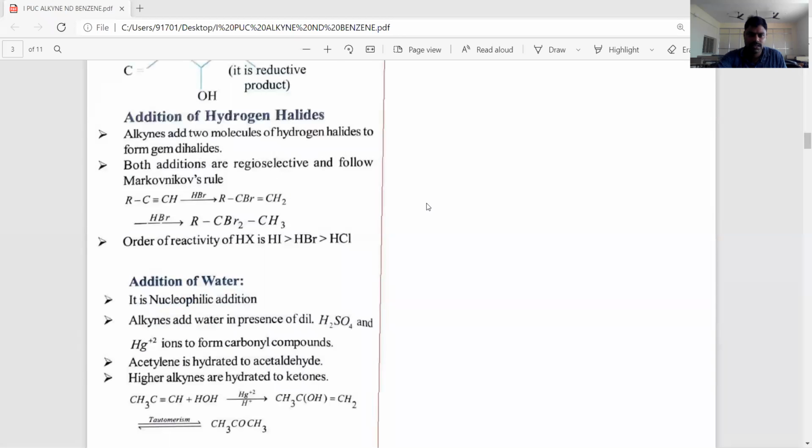Already in the last class we have discussed, dear students, addition of hydrogen halides. If alkynes react with 2 moles of hydrogen halides, then we get geminal dihalides. Okay, that means 2 halogen atoms on the same carbon, then it is called geminal dihalides.